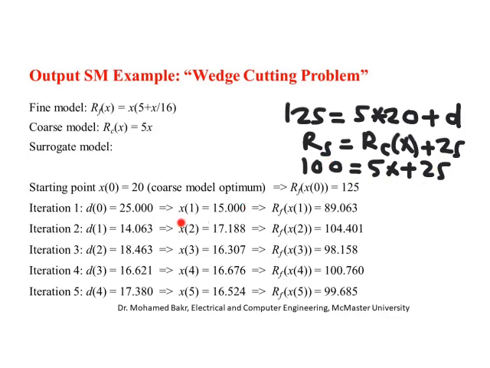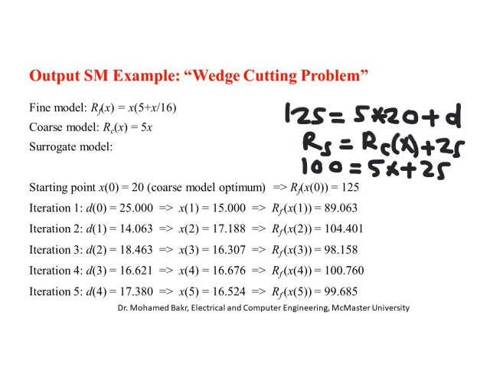Okay? And this is what I have here. Solve this one, you get x equal to 15. You check, this is obtained from the surrogate model. This is now our surrogate model, 5x plus 25. You check it in the fine model, you get 89.063. So it's not really the 100 we are looking for.